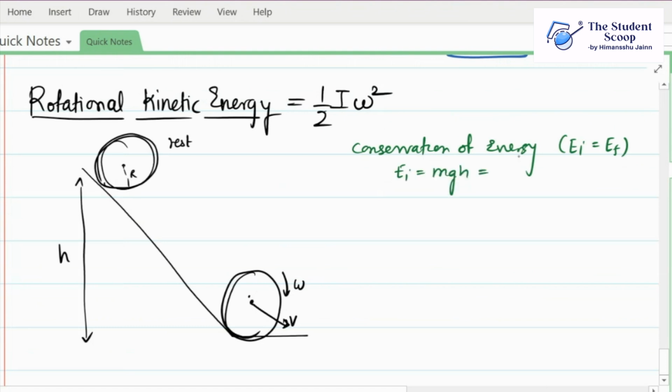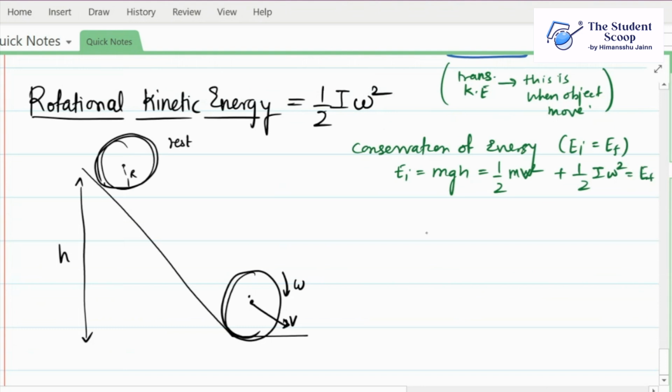And at the bottom you can see that it has both kinetic energies. Translational kinetic energy is when the object's center of mass moves, and the rotational energy is when the object rotates. So it is rotating as well. So half mv square plus half I omega square, that will be the final energy. Starting with this equation, mgh is fine, half mv square is also fine. We are supposed to find v in this case.